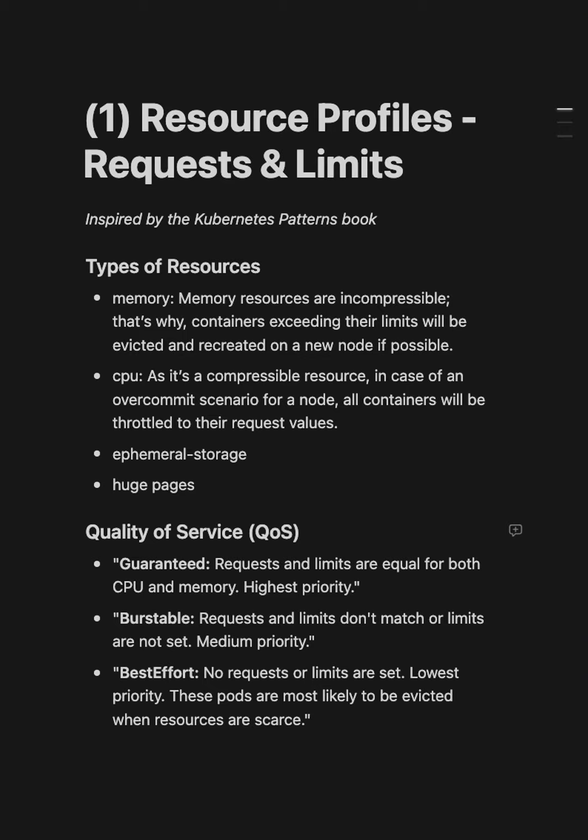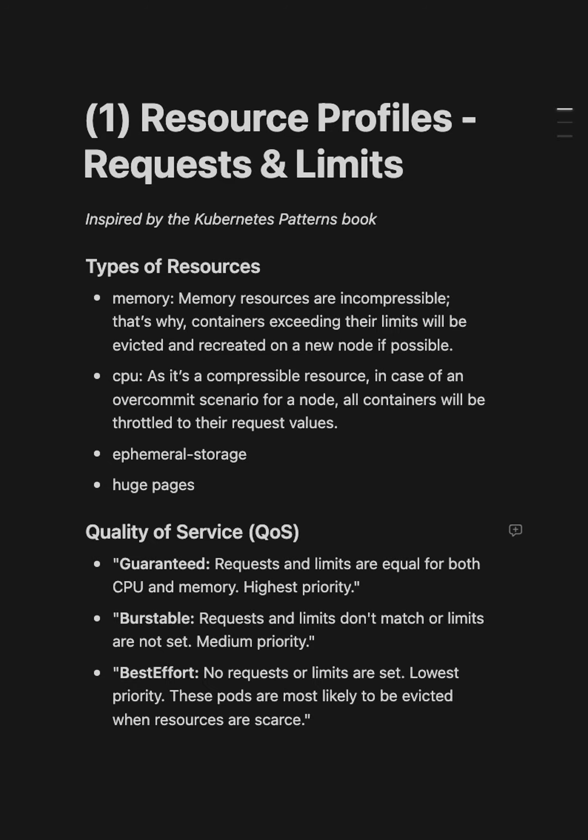CPU, as it's a compressible resource, in case of an overcommit scenario for a node, all containers will be throttled to their request values. For CPU, it's common to set only requests. This allows the pod to burst above its request when needed, but ensures it always gets at least the requested amount. In Kubernetes, it uses quality of service classes to prioritize pods.